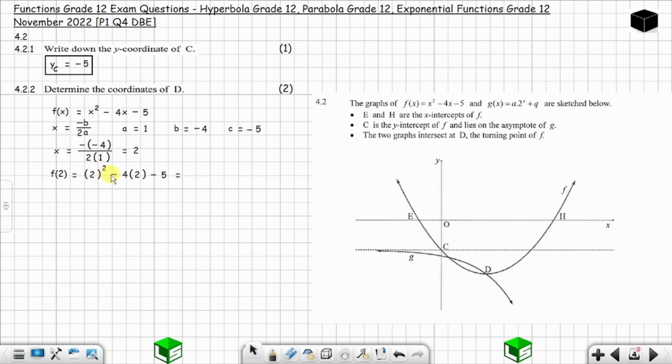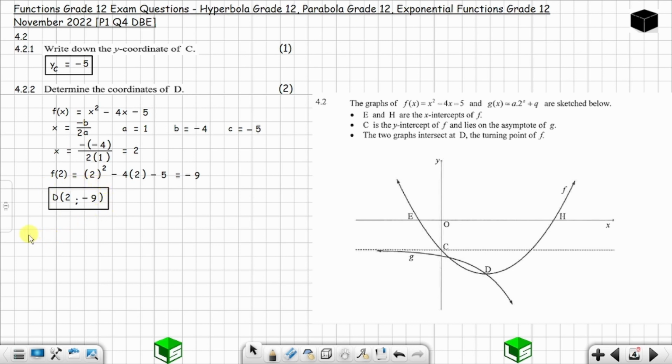So, you have 4 minus 13. This is minus 9. Okay? So, now you have the y coordinate of the turning point. And so, the coordinates of the point D, which is the turning point, are 2 and negative 9. Remember, the first coordinate is always x and the second coordinate is always y. And so, this is how you can get the coordinate of the turning point of a parabola.